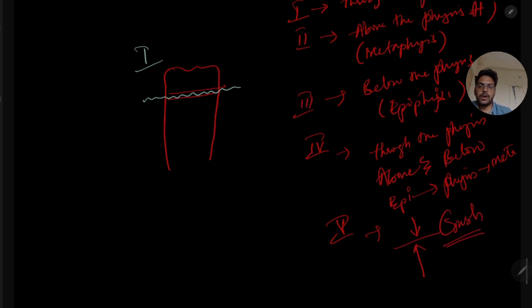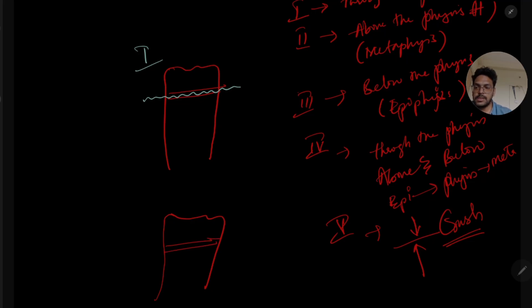Okay, so I will draw the diagram so you will understand better. So type 1 is through the physis. The fracture is going through the physis. Here is the physis. So type 2, it is in the metaphyseal region. So I will draw like this. Okay, this is the type 2 fracture. This is the 1. You can draw the numbers. So here I have drawn the number 2 fracture where it has come through the physis and then above the physis through the metaphyseal region.